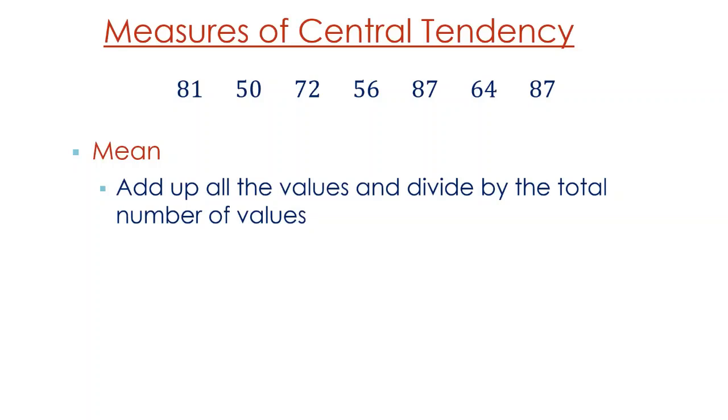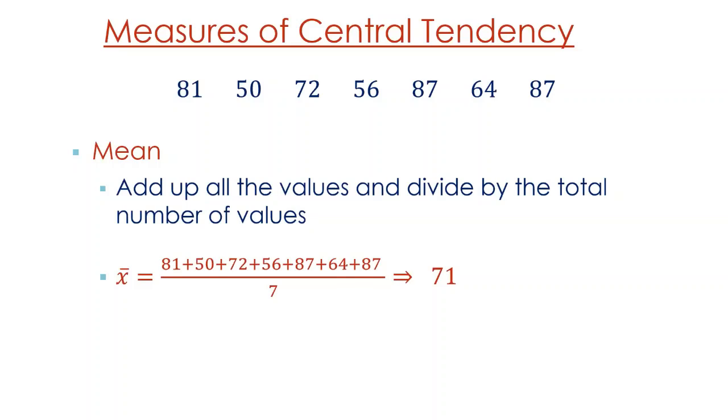So let's start with the mean. Mean can actually be calculated by adding all the values and dividing by the total number of values. So in this case, for example, all you need to do is you need to add these numbers up. So you'll say 81 plus 50 plus 72 and so on, and whole divided by 7. That gives you 71 as the result. So the mean of these numbers is equal to 71.